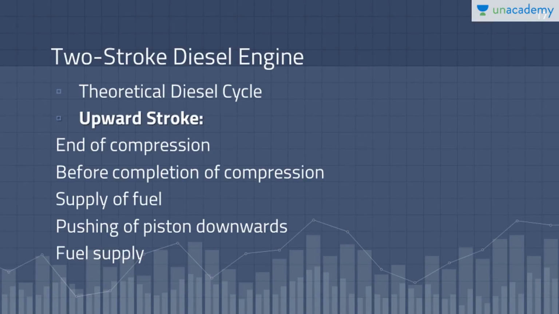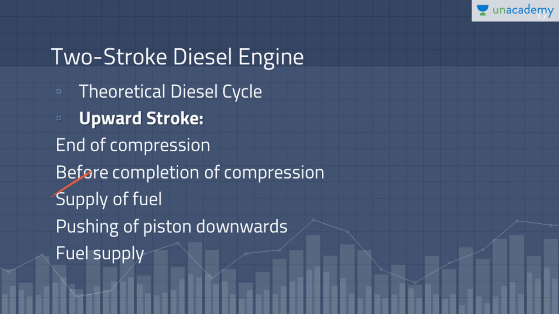Let's move on to the 2-stroke diesel engine. The 2-stroke diesel engine works on the theoretical diesel cycle. In the upward stroke, the position of the piston is at the end of the combustion. The diesel fuel is injected just before completing the compression, and it starts burning at the end of the compression. This can be represented by point 1 on the PV diagram.